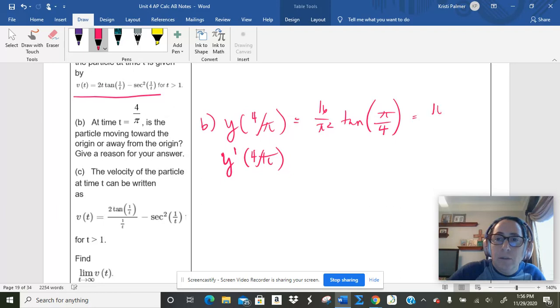So that's going to equal 16 over pi squared times tan is 1. That is greater than 0. So now we just did the derivative, so now we're going to go plug it in. I'm just going to use the one that they gave us. And I would do that in case you ever made a mistake or something.